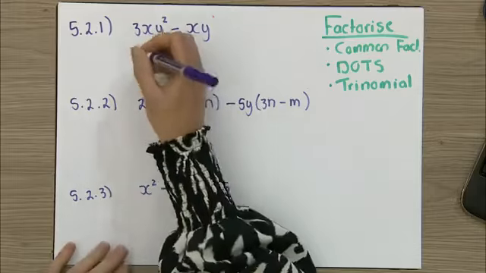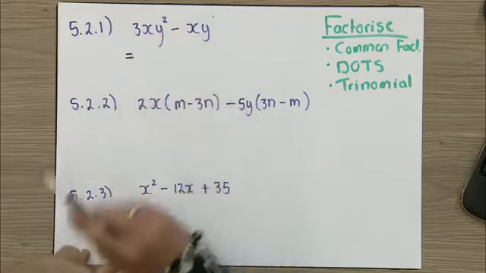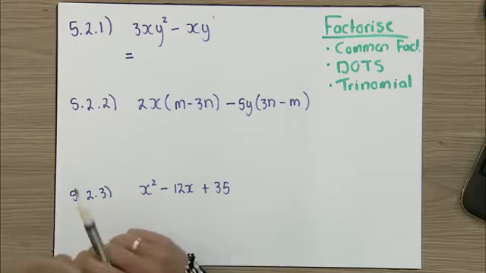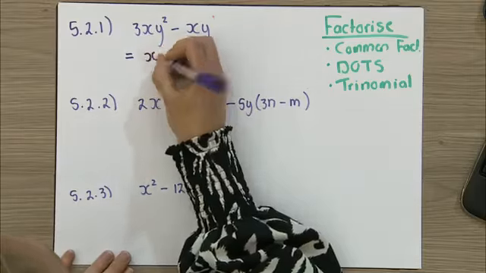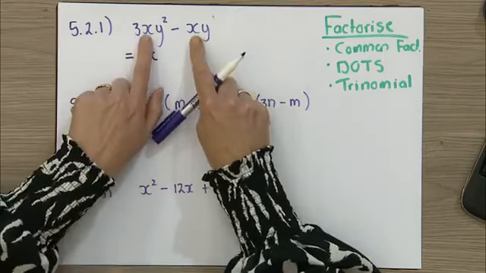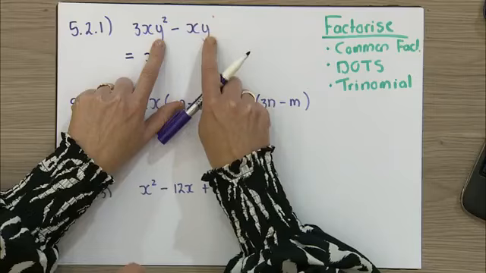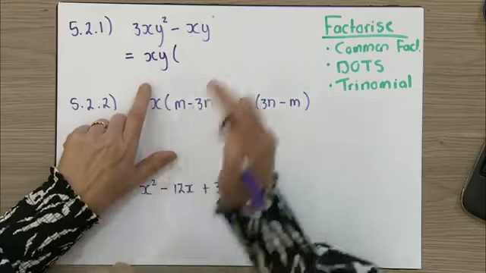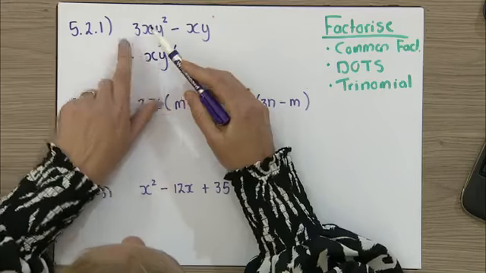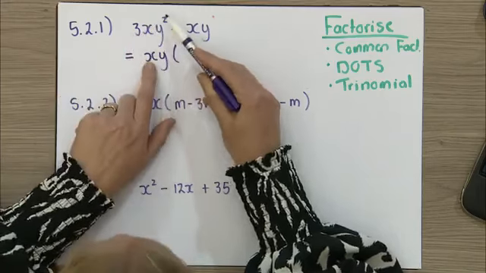So question 5.2.1, if we have to factorize, there's two terms, but let's see, is there a common factor? Yes, there is a common factor. The common factor is x. I can take an x out by both terms, and I can take out one y. Why not two? Because there isn't two y's there, so I can take out one y. Bracket open for what's left. If I take out from 3xy squared a x, I take out the x and I take out one y.